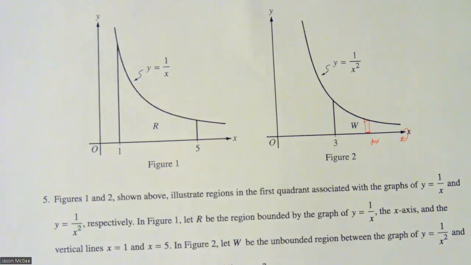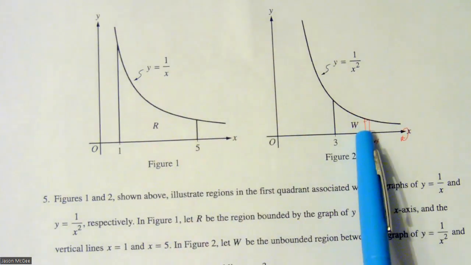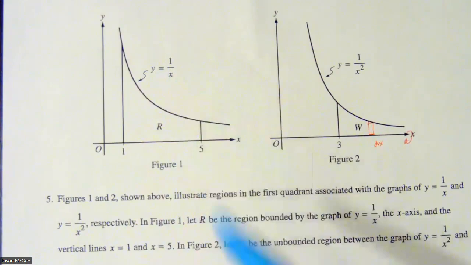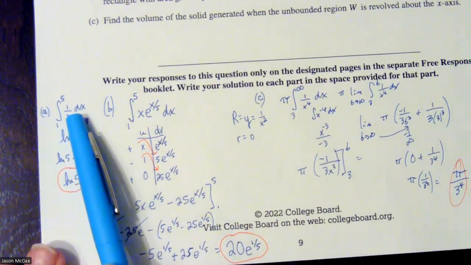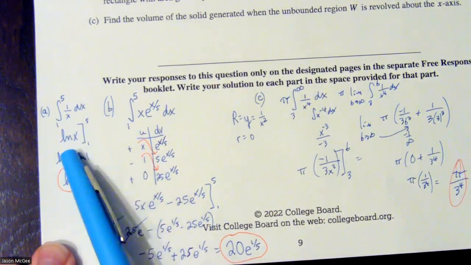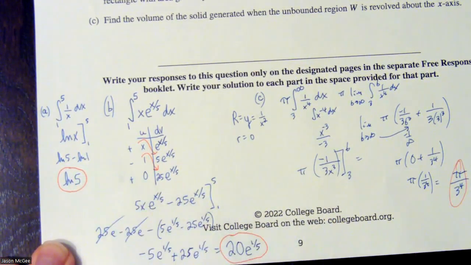Part A, find the area of R. That's this guy right here. That's W. That's W. That's R. You're going to find the area of that. Hey, no calculator on this problem. There, you integrate 1 over x, you get the ln of x. Top minus bottom. We know the ln of 1 is 0. Boom. You got the ln of 5 to get the exact answer right away.